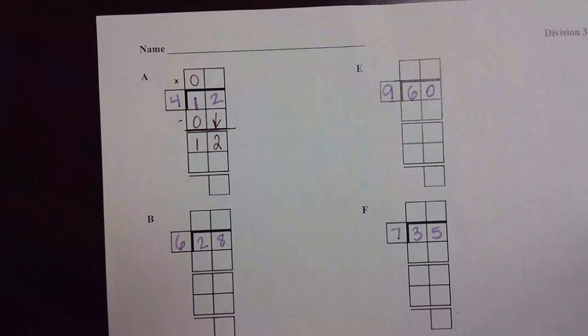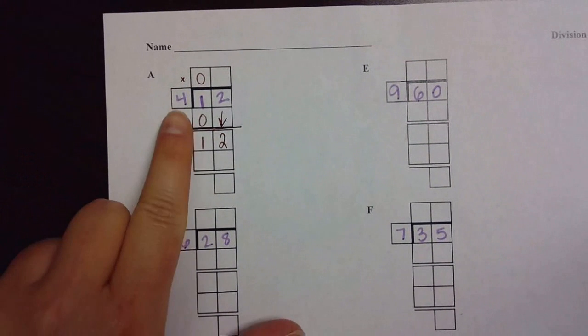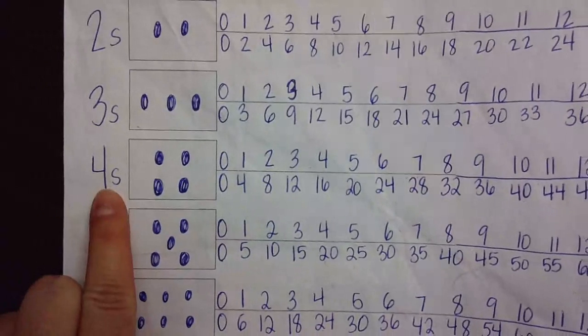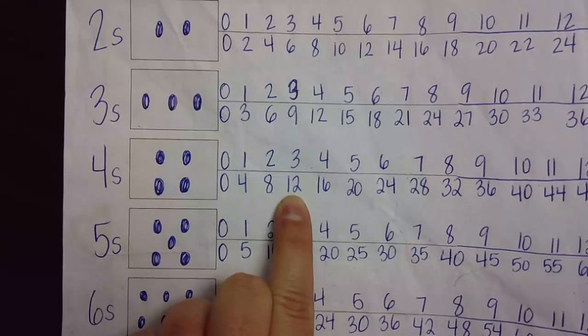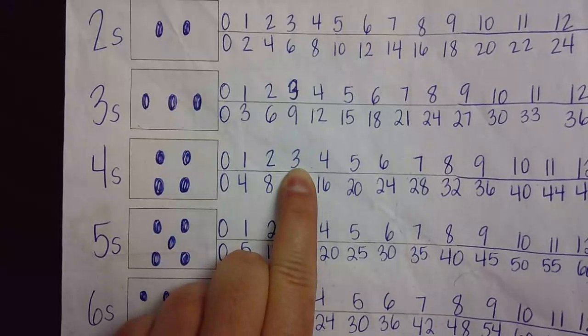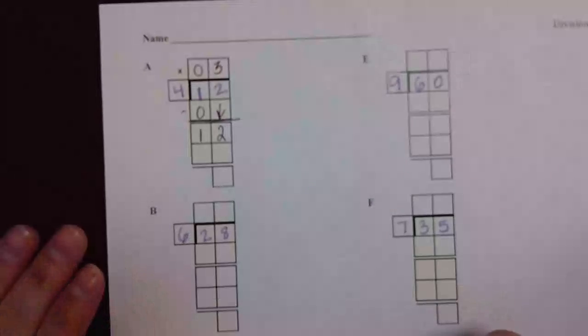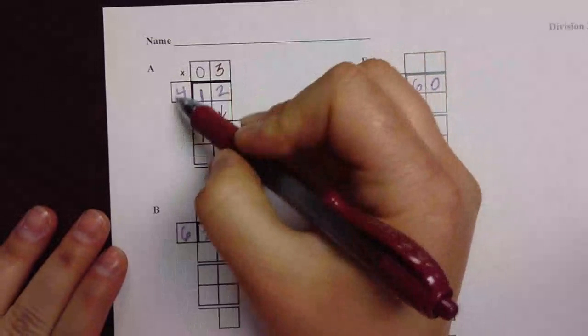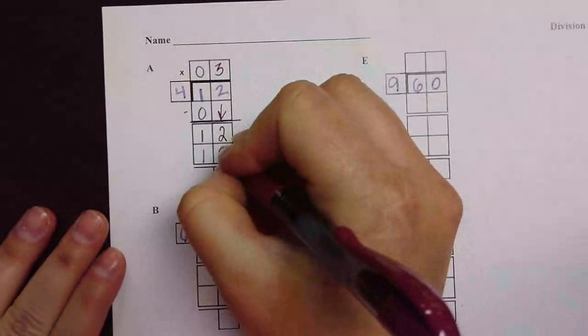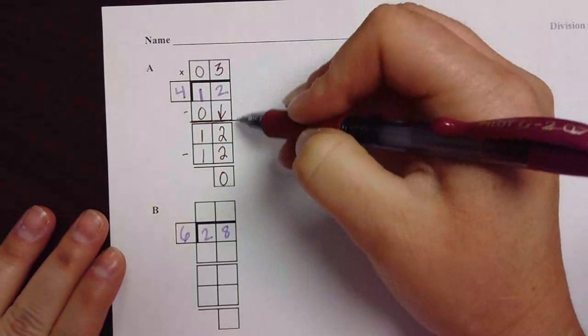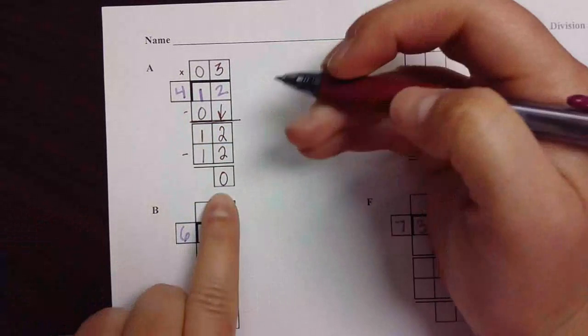Okay, then you start over. Divide, multiply, subtract, and bring it down. So how many times does 4 go into 12? What's on top of the line? 3. So it goes into there 3 times. Divide, multiply. 3 times 4 is 12. Subtract and bring it down. There's nothing more to bring down. So that means I have 0 remainders.